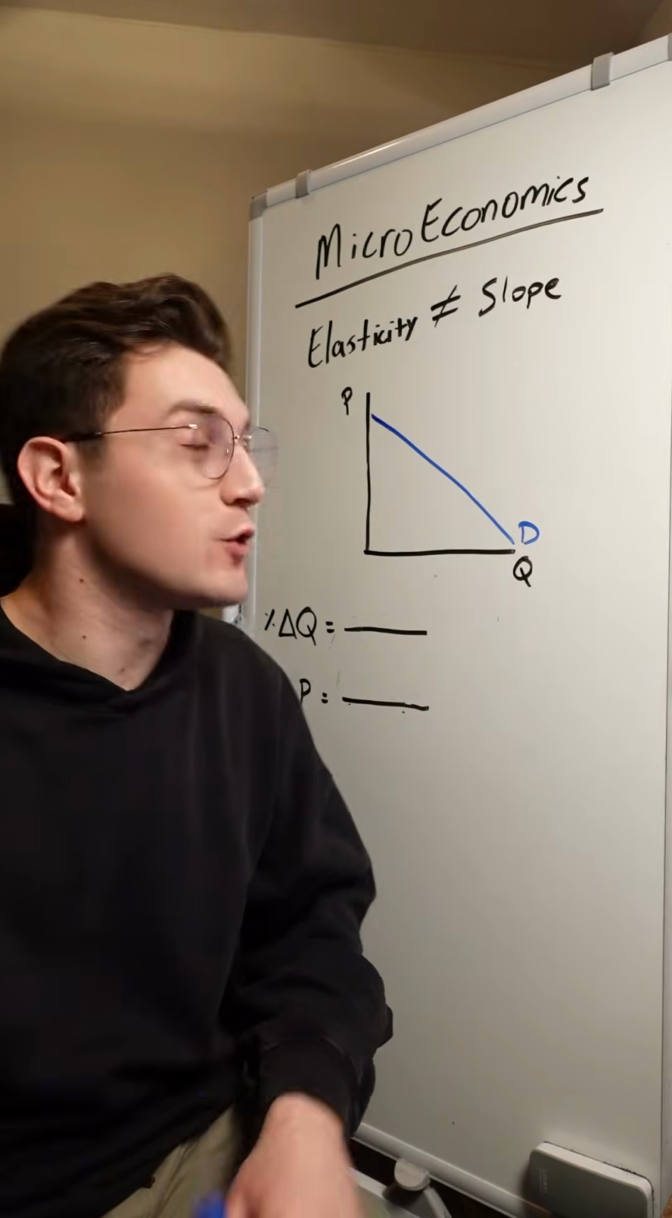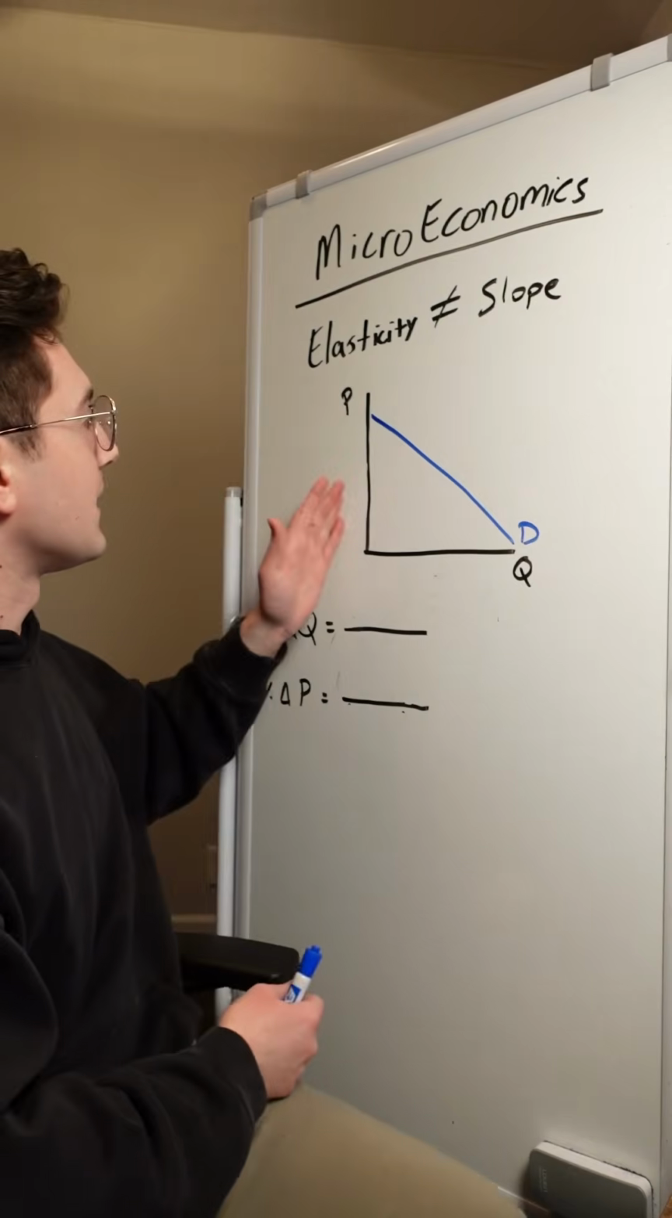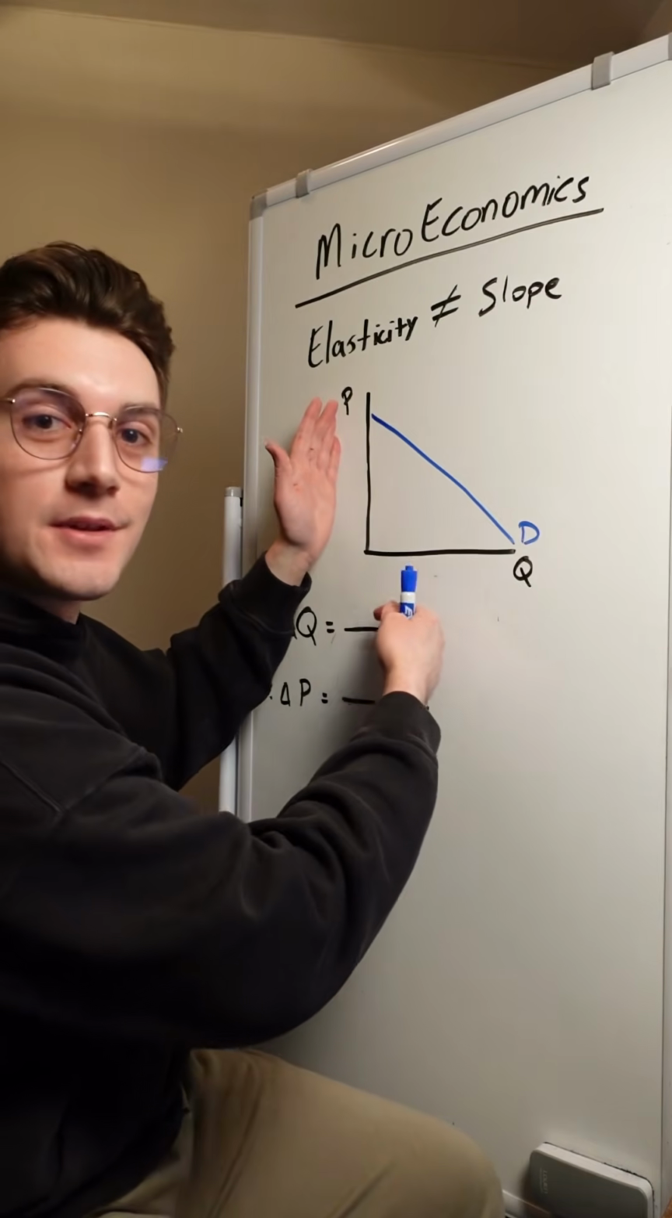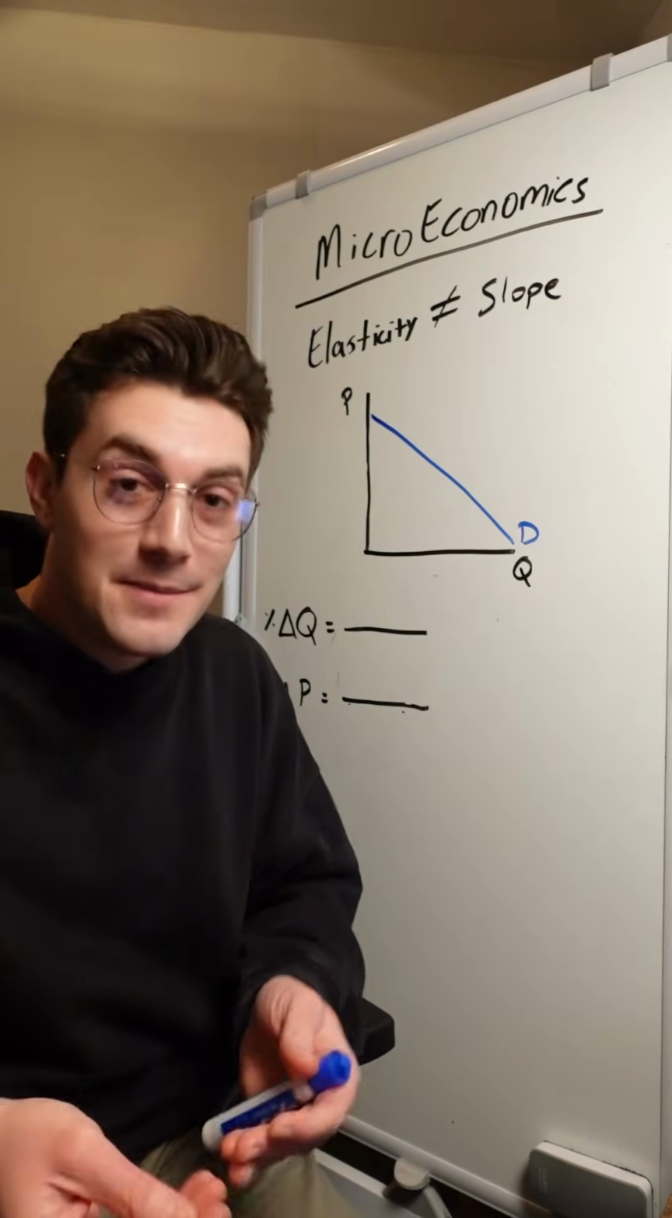Now this all changes when we're working with the demand curve because of its inverse or negative relationship. As price increases, quantity decreases. And that's going to mess with our midpoint method formula dependent on where our midpoint occurs.